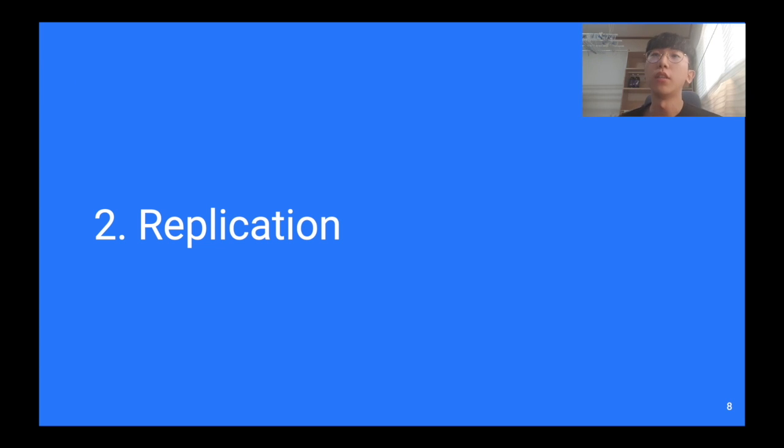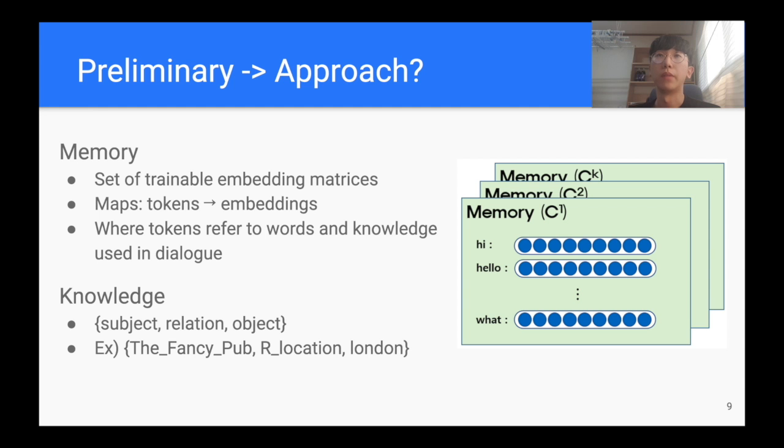Okay, this is Charlton Ho, and it is the application part. We will briefly discuss some of the terms that will be used in the research. Memory is a set of trainable embedding matrices that map tokens into embeddings. Here, tokens mean words and other knowledge that are used in dialogue. The collection of subject, relation, and object is called knowledge. It is the information that the system needs to know to carry out tasks. For instance, to incorporate the information that the fancy pub is located in London, it can be expressed in this form: the fancy pub, location, London.